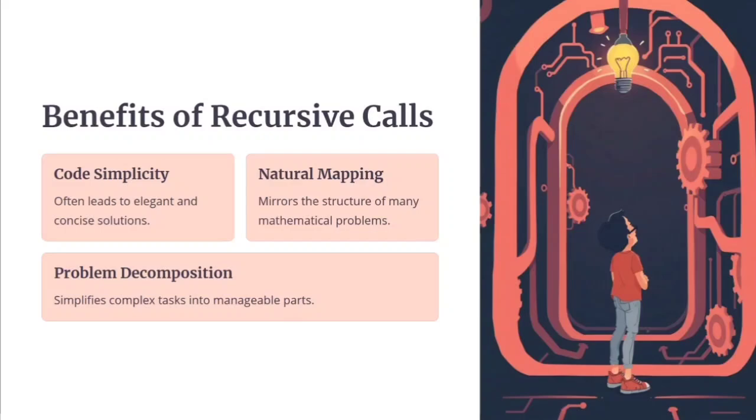It also benefits mathematical problems, which fit naturally. Recursion aligns well with mathematical definitions like factorial of n is equal to n times factorial of n minus 1. Fibonacci of n is equal to Fibonacci of n minus 1 plus Fibonacci of n minus 2.